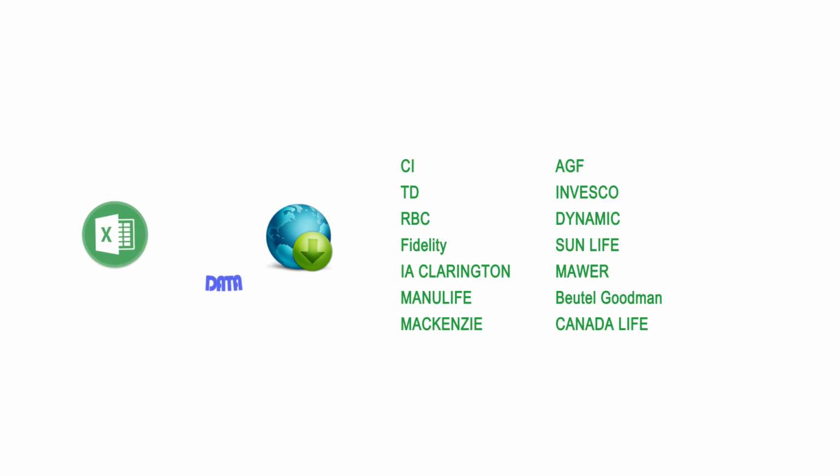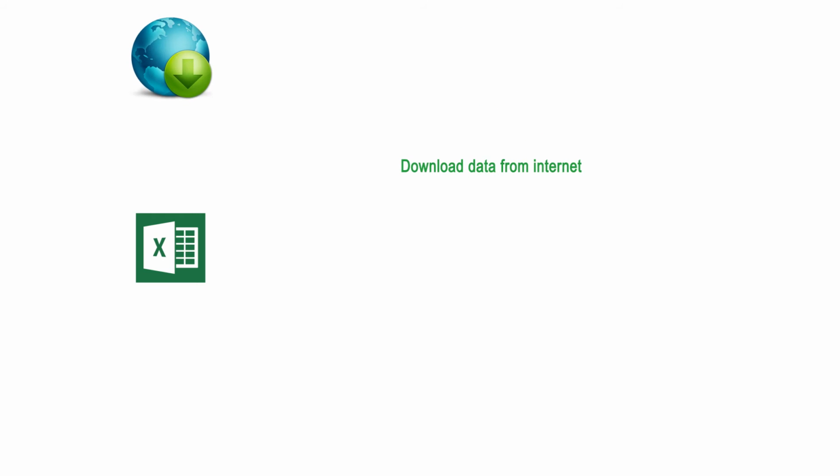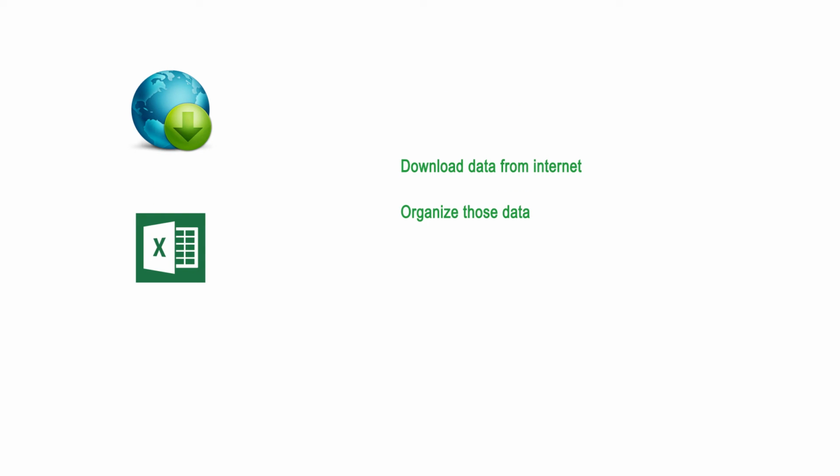Now let's see the overall structure of the system. First, we create a template Excel workbook. In this workbook, there are two major sub-procedures. The first one's function is to download the data from the internet, and the second one is to organize that data so we can view the performance of the funds in a chart or a table.